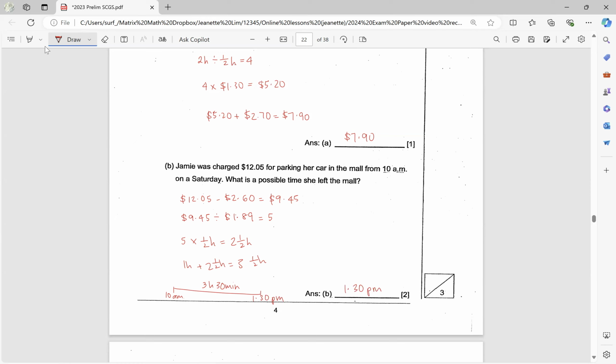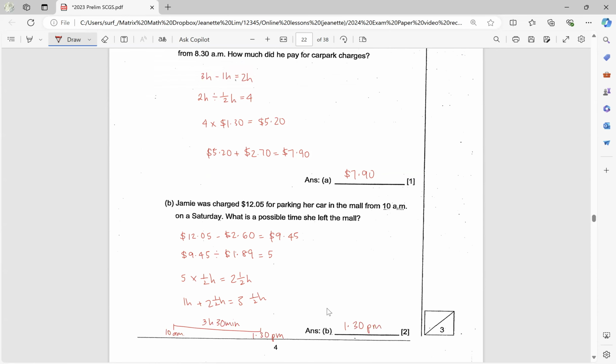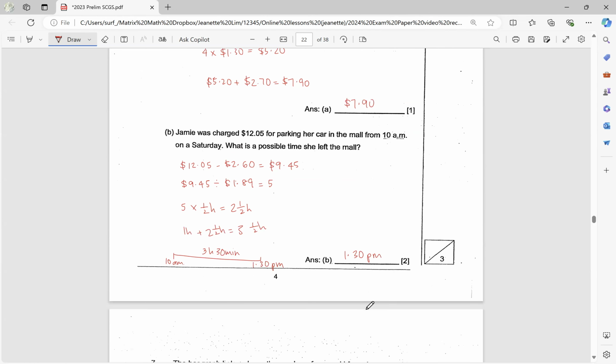It cannot be more than that because of the parking charge, right? If she parks more than that, then it will be charged another 189. But it can be shorter than this as long as it doesn't reach the previous 30 minutes. So anything as long as it's past 1 p.m., from 1:01 p.m. to latest 1:30 p.m.